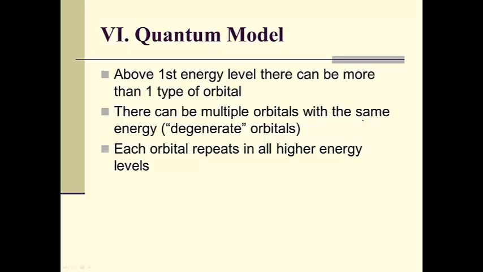Each orbital repeats in all higher energy levels. So if you get one type of orbital in energy level 1, you'll also get it in energy level 2, the same type in energy level 3, energy level 4, etc. Once you get a specific type of orbital, it repeats itself in all those other higher energy levels.